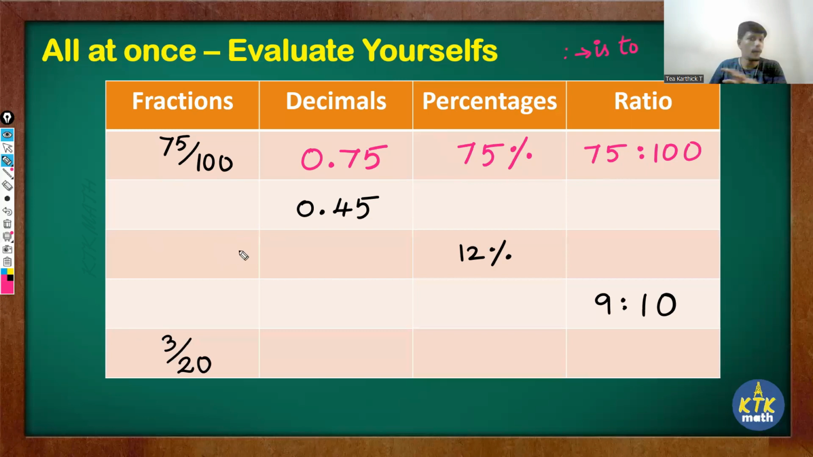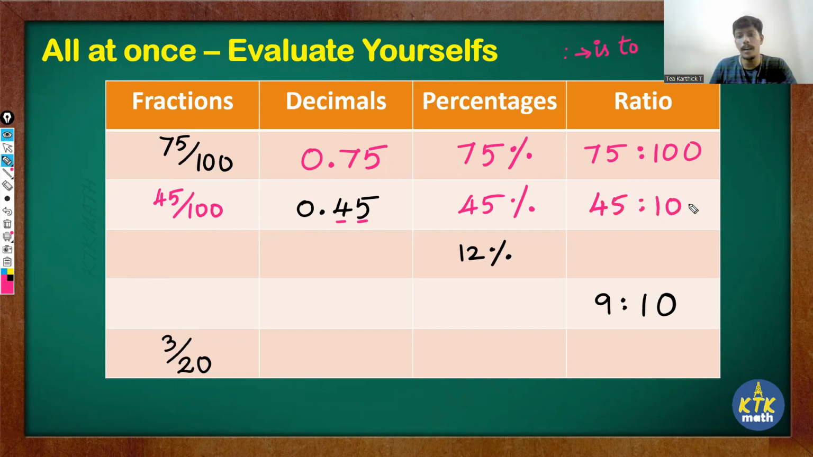Now I hope you have completed the first row correctly. Sure, the next one, decimals to all the remaining. So 0.45, which will give you 45 by 100. Why am I writing 100? Because you have the point after two numbers. In the same way, 45 by 100 means you can write directly 45 percentage. So if you want to convert percentages, as I told you, you look for the fractions. Fractions only play a bridge role between all these conversions. Now 45 by 100 means 45 is to 100.